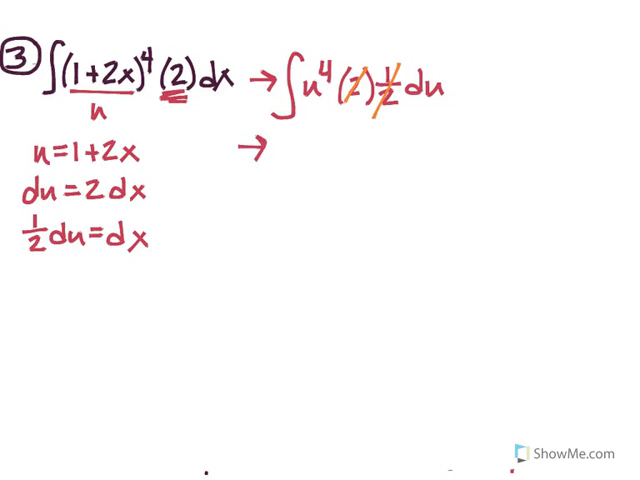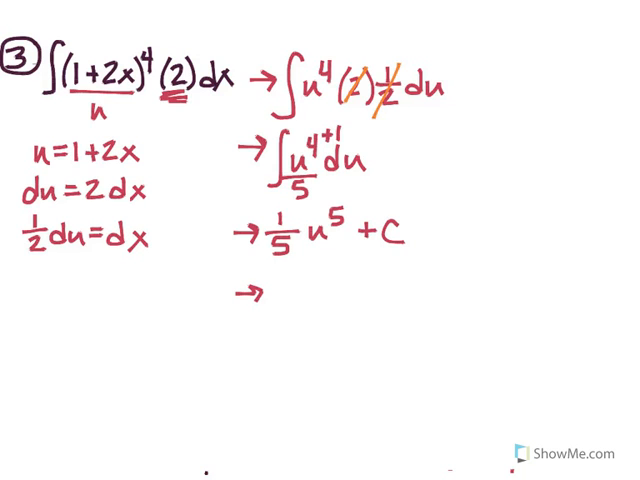So, we're going to rewrite one more time. We've got u to the 4th du. So, we look like we're set to go here. So, we're going to integrate. We're going to add 1, divide by that sum. So, I have 1/5 times u to the 5th power plus c. Last but not least, we're not going to integrate again. We're going to substitute u, which is 1 plus 2x. And there you go.